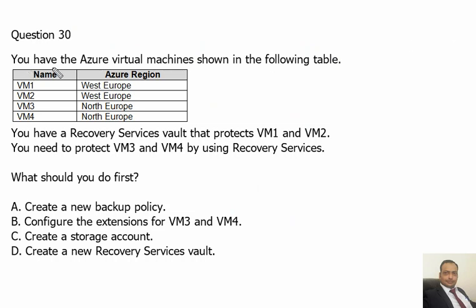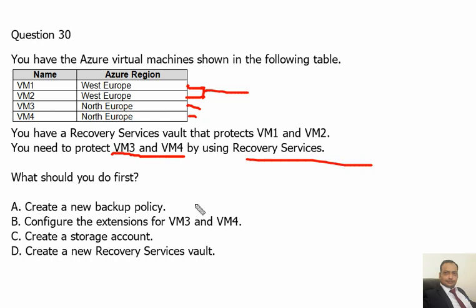Question number 30. You have the Azure virtual machines shown in the following table. So we have virtual machine 1 in Azure region West Europe, VM2 West Europe again, VM3 in North Europe, and VM4 also in North Europe. So we do have 4 virtual machines, and you have a recovery service vault that protects VM1 and VM2. So in West Europe we do have a recovery service vault in place, and we need the recovery service for VM3 and VM4. So we are looking for this.